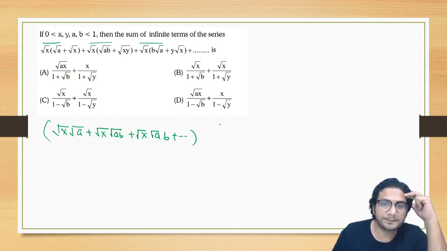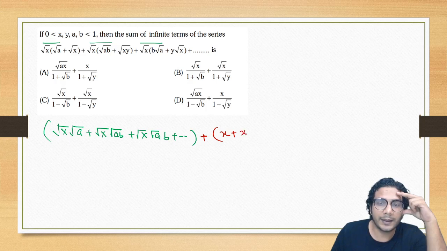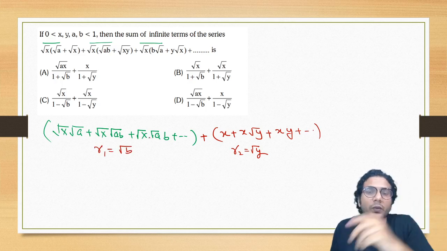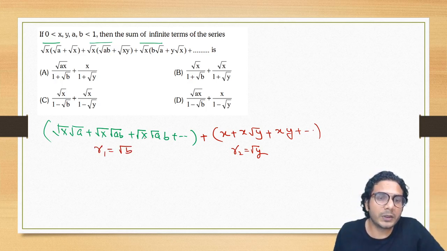Now let me write the second one. So second is going to be x plus this is going to be x root y. Let me write it clearly. So the second term is going to be x root y plus next is going to be yx, that means x into y and so on. So in this you can see common ratio of this is nothing but root y and common ratio of this is nothing but root b, right? So now you can see these two, we have split these two into two GPs, and common ratio because b is less than 1, so this quantity is less than 1, this quantity is less than 1.